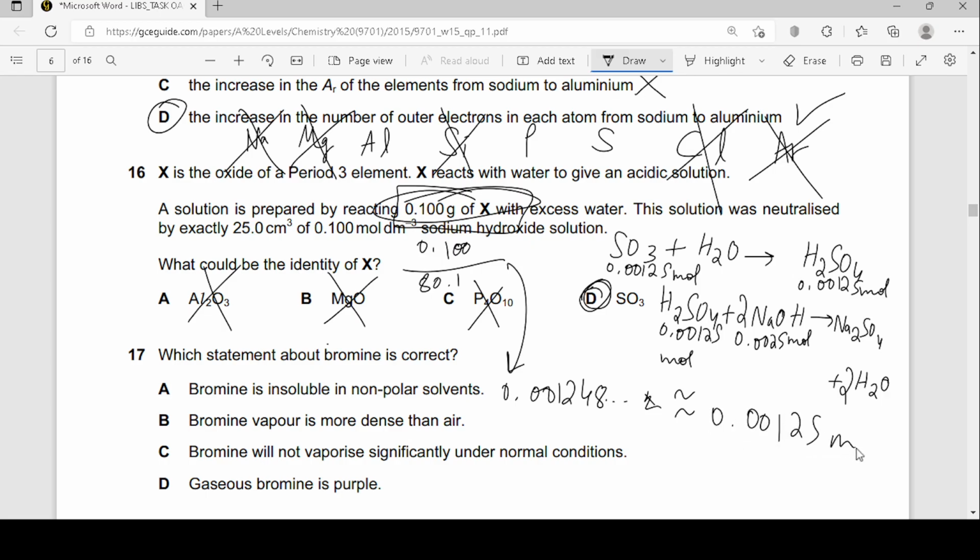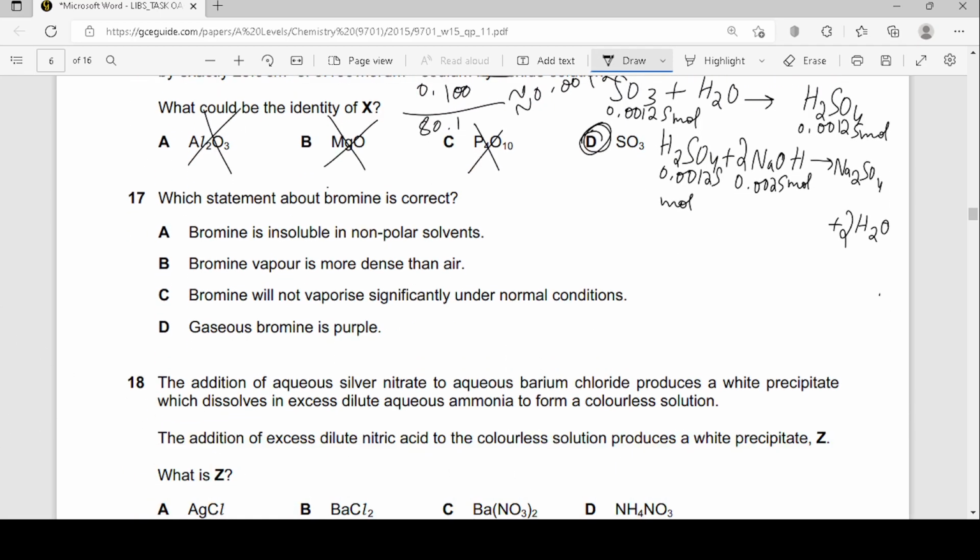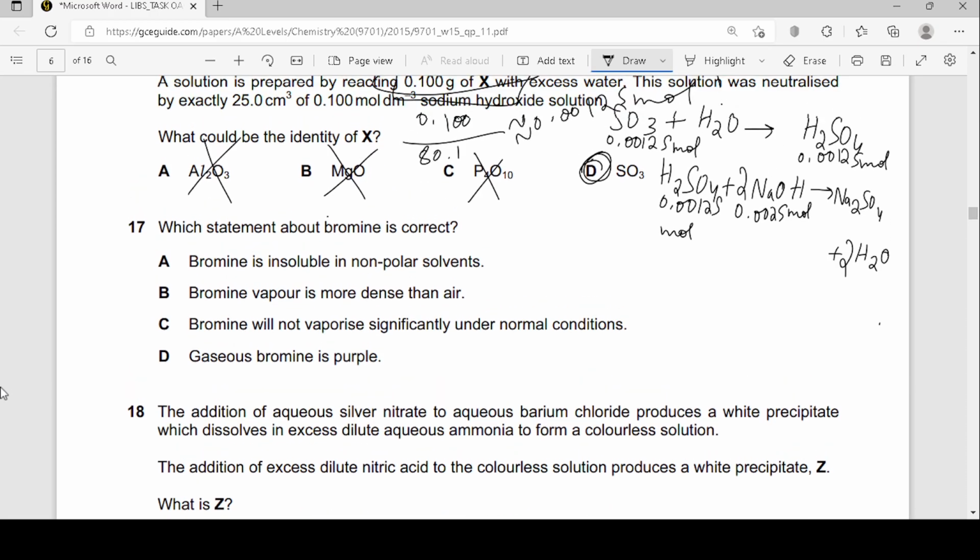That's much closer than we had gotten from P4O10, right? So that means this is the right answer. D is the right answer, and that is the explanation behind it as well. Alright, now next question, 17. Which statement about bromine is correct?